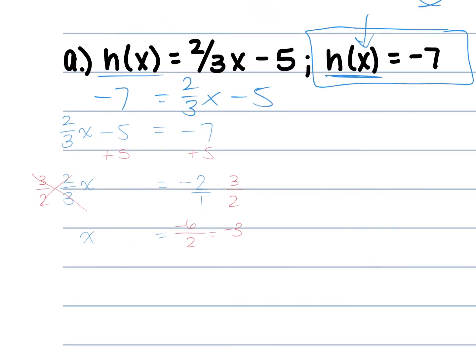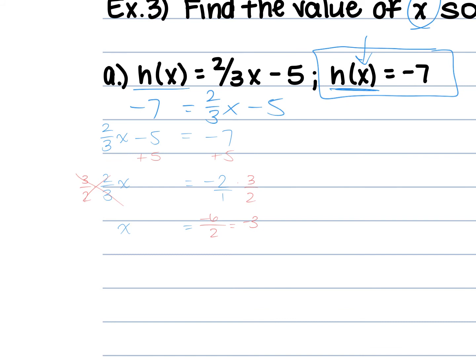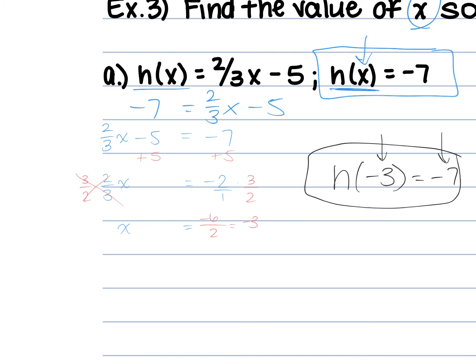Watch how I want you to write your answer. -3 is what x is, but it caused our function to be -7. I want you to write that h of -3 equals -7, because we're looking for the input that will produce the output of -7. You could always go back and check this by taking the value you get for x and plugging it back into the original. You should get -7 once you process it.